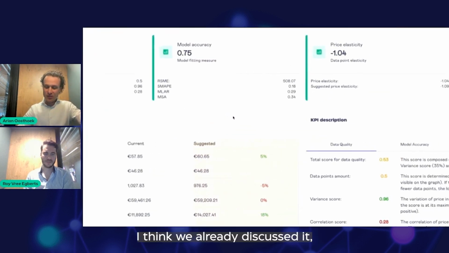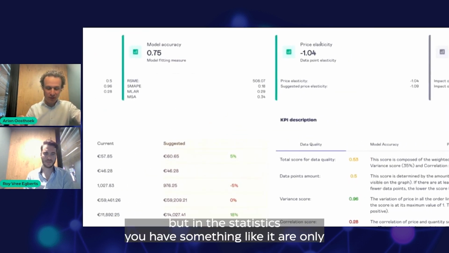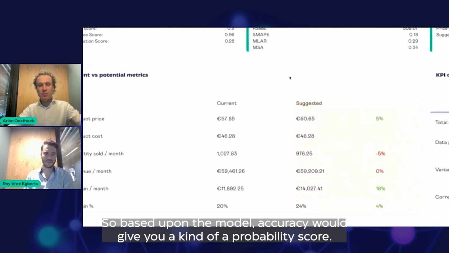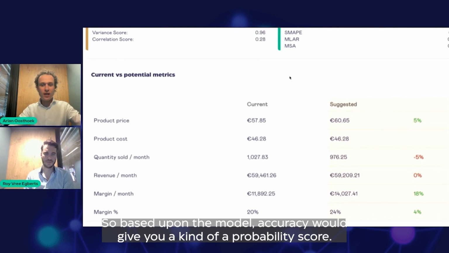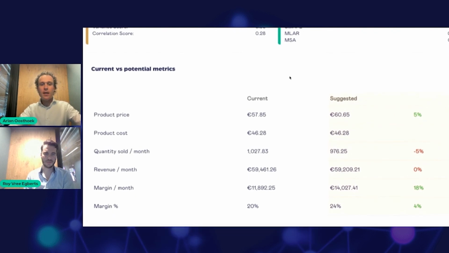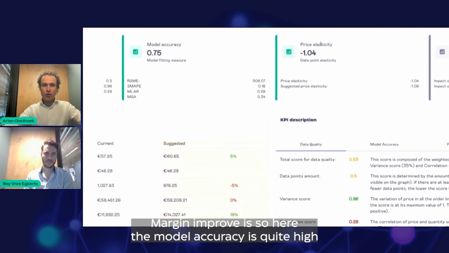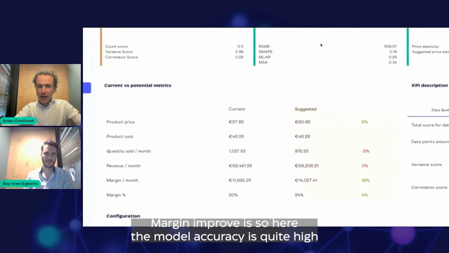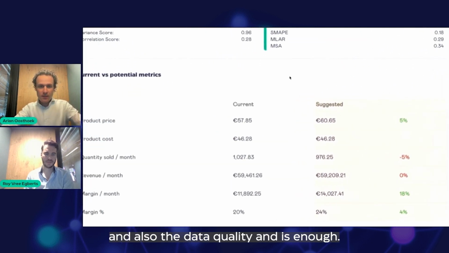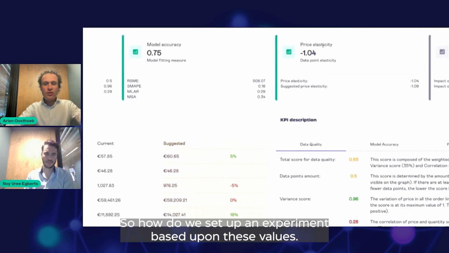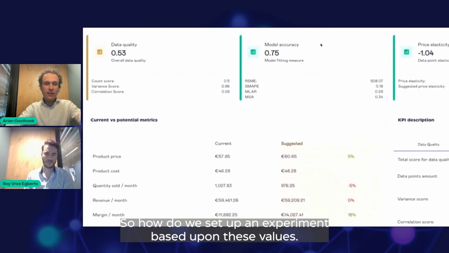But of course, this is not a 100% certain prediction. I think we already discussed it, but in statistics, there are no certainties, only probabilities. So based upon the model accuracy, we give you a kind of probability score of how accurate this margin improvement is. Here the model accuracy is quite high, and the data quality is sufficient. So therefore, we advise to start an experiment to test this new price. So how do we set up an experiment based upon these values?